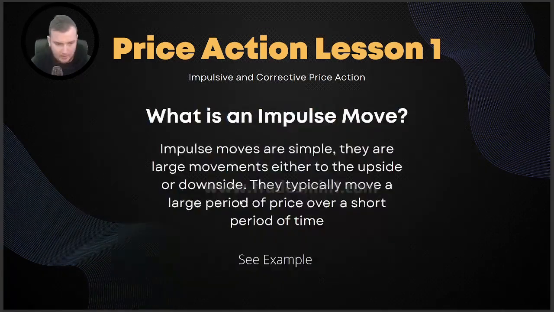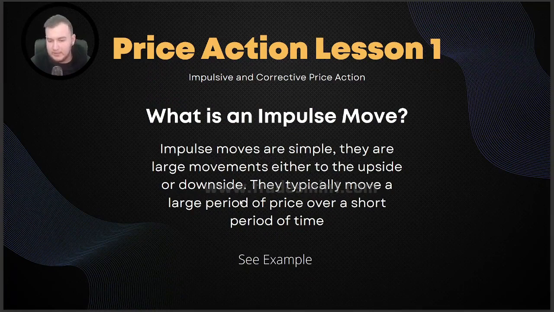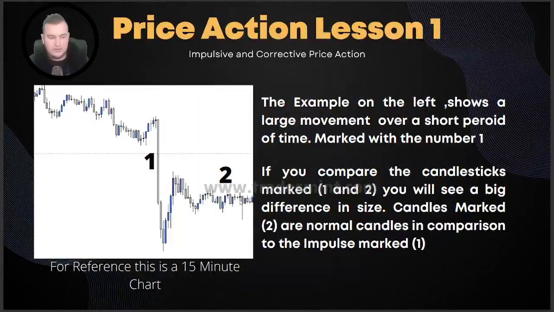Right, so what is an impulse move? Impulse moves are simple. They are large movements either to the upside or downside. They typically move a large amount of price over a short period of time. Right, you should see what I mean in the example. So the example on the left, just so you know, this is a 15-minute chart, and the example on the left shows a large movement over a short period of time marked with the number 1.